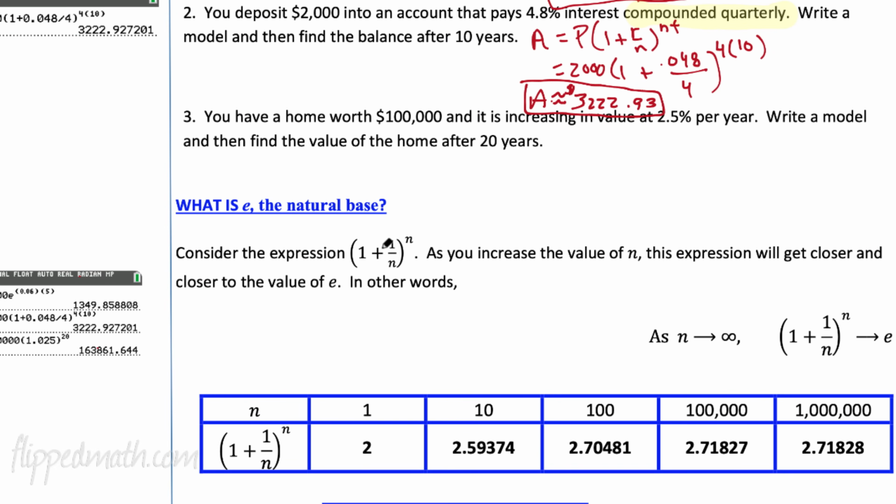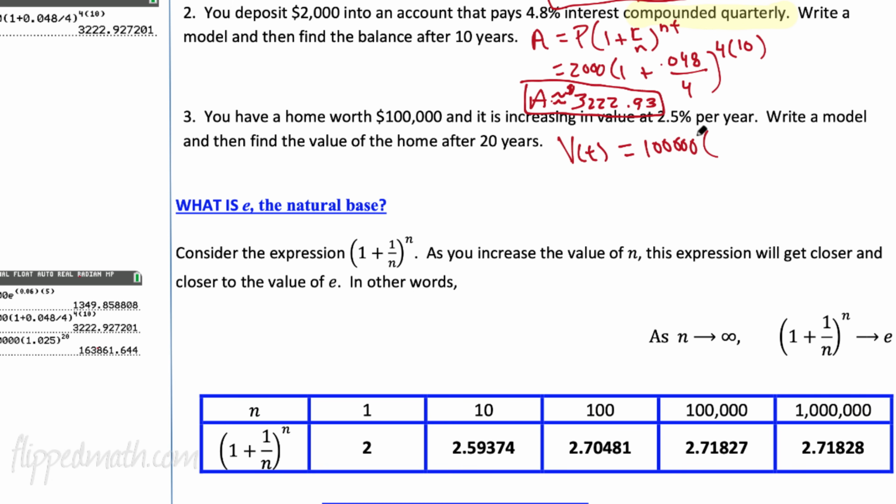So you have a home that's worth $100,000, and it's increasing in value at 2.5% each year. So it's a percent increase of 2.5%. If you remember how to do this, we're going to do the value of a house, T, given the time. I'll use V of T, but you can use F of X or whatever. It equals 100,000.